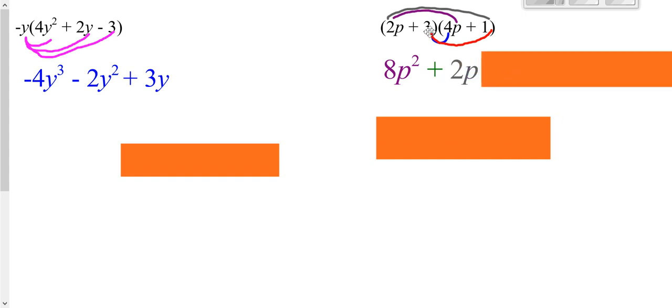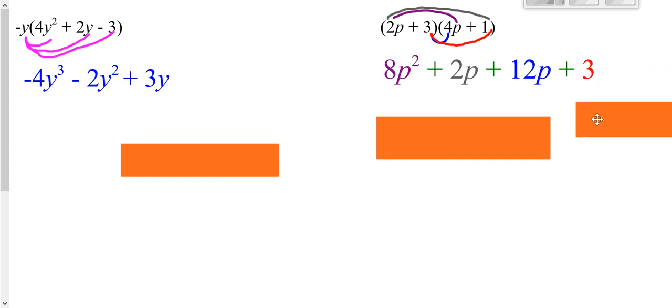Then we do the inner terms. 3 times 4p, that's 12p. Then we do the last terms, positive 3 times positive 1, and then that's positive 3. Now, you'll notice we're not quite done. We did get rid of the parentheses, but we got to combine like terms.